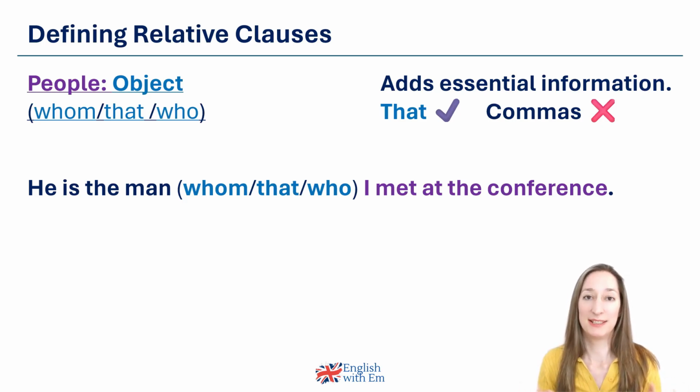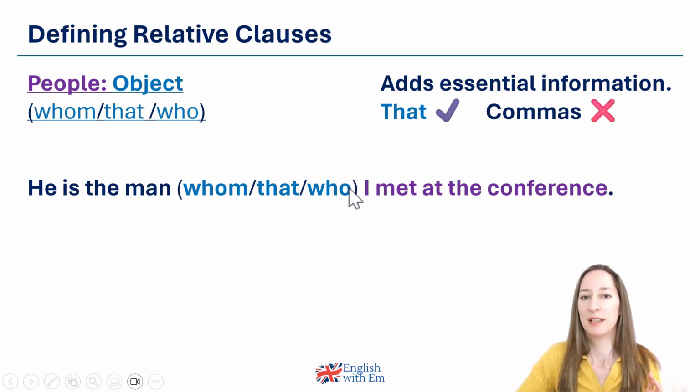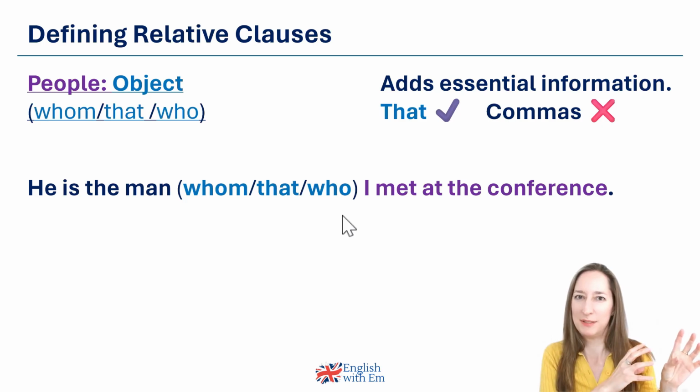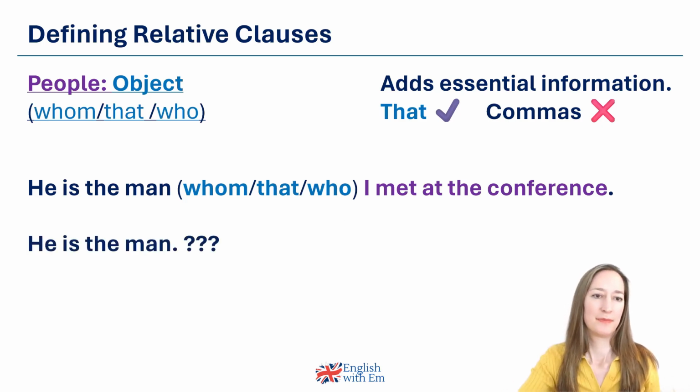Now you'll notice that I've put the pronouns here in brackets. This is because when the pronoun refers to the object of the clause, we can omit it. We don't have to say it. So we can just say, he's the man I met at the conference. He's the man, which man? I met at the conference. So here, this is essential information.